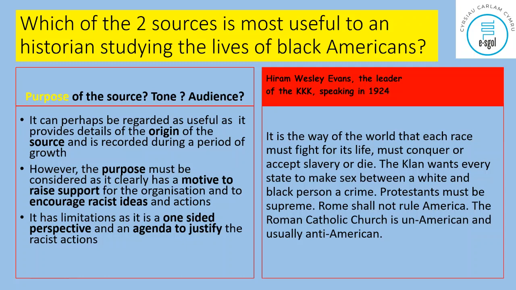It can perhaps be regarded as useful as it provides details of the origin of the source and is recorded during a period of growth, at a time when KKK numbers were so high. Estimates at this time certainly do vary. Some estimates are as high as 2 million, some are even more than that.